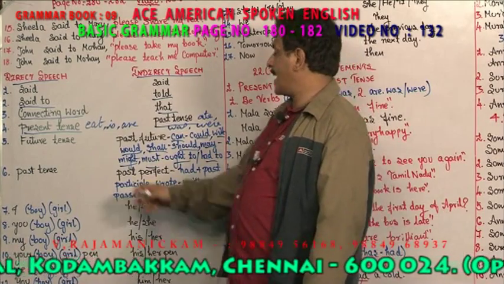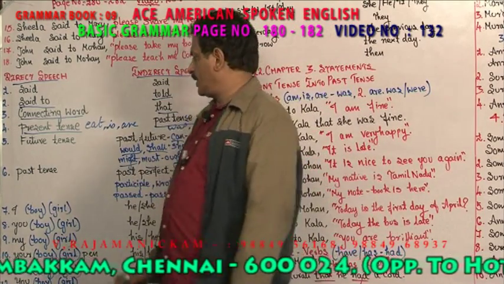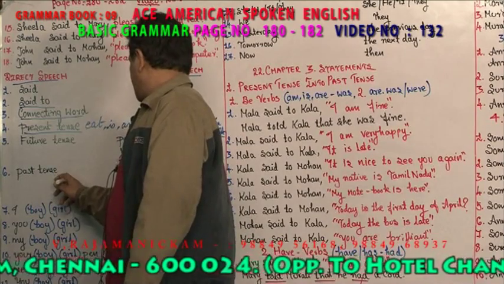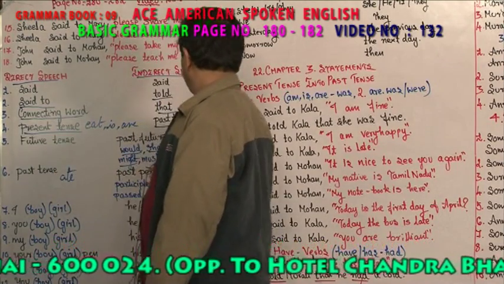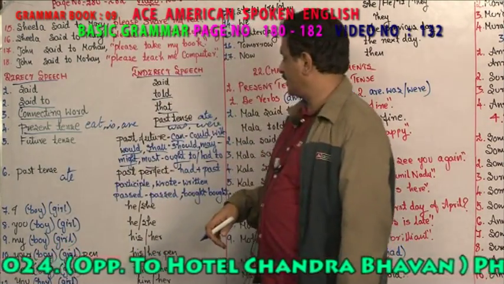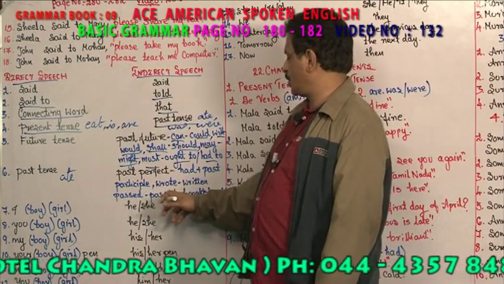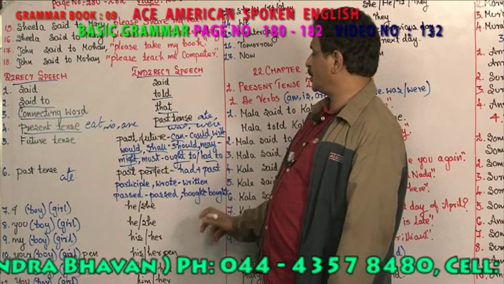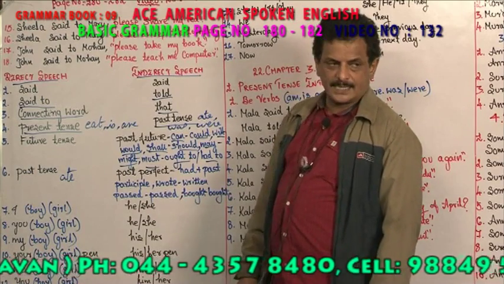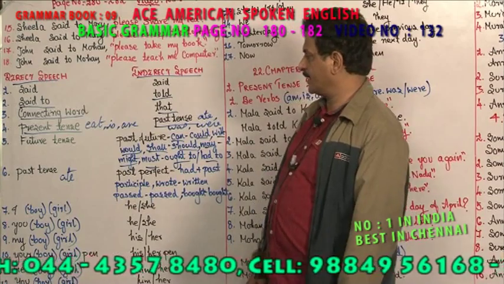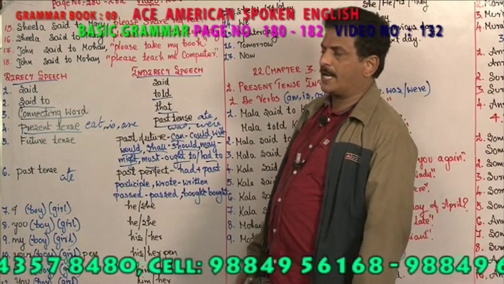Right, sir? Past tense changes into, for example, past tense ate changes into what? Past perfect, had eaten. See, wrote changes into written, had written. Passed changes into had passed. Bought changes into had bought. Past tense changes into past perfect, or present perfect changes into past perfect.